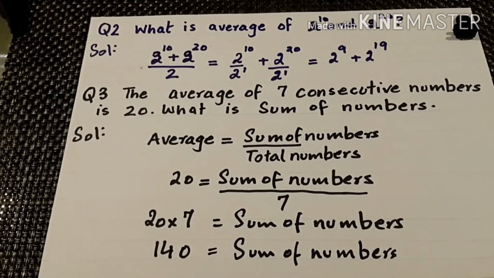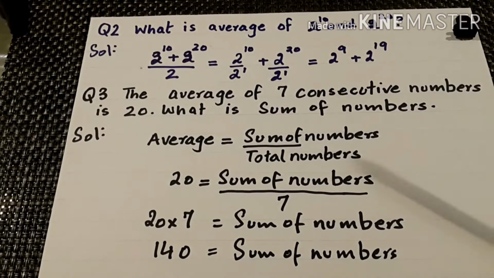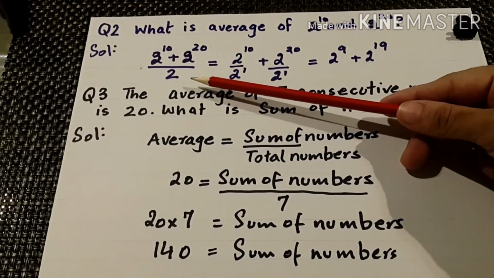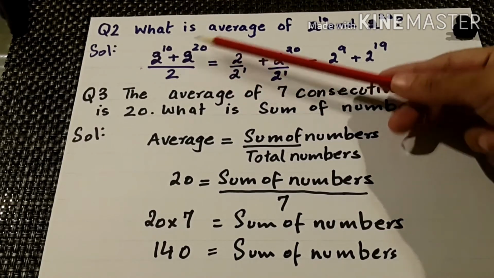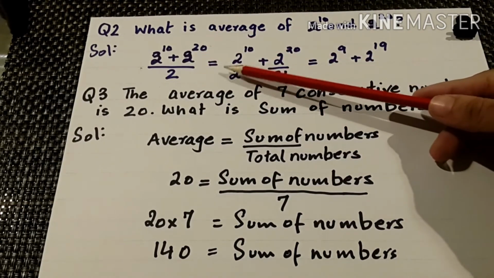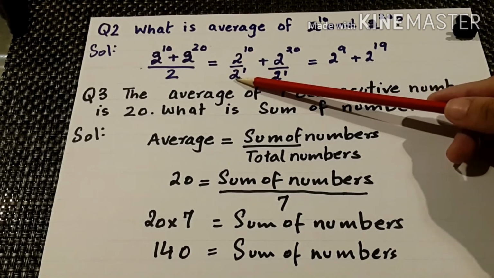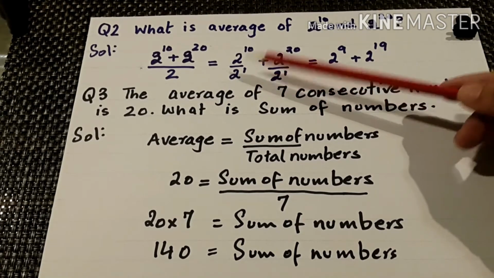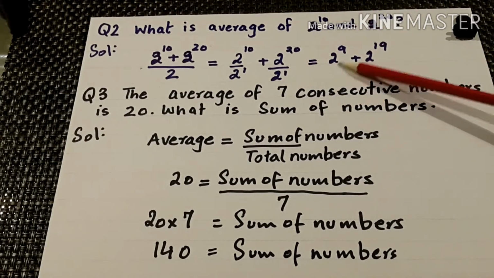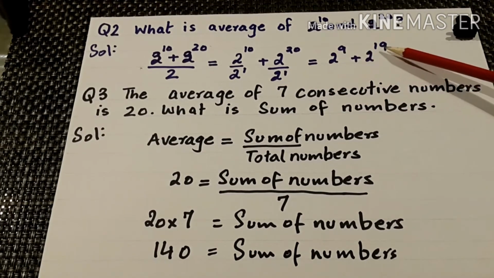Question number 2. What is the average of 2 power 10 and 2 power 20? Now as we know, average is we will add the numbers, 2 power 10 plus 2 power 20, divided by 2, because there are two numbers. We can write it as 2 power 10 divided by 2 power 1 plus 2 power 20 divided by 2 power 1. So we get 2 power 9 plus 2 power 19.